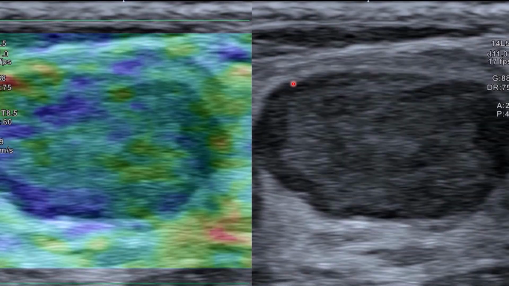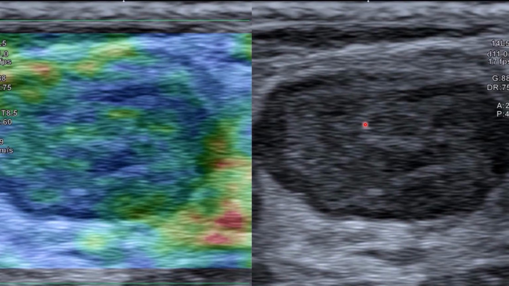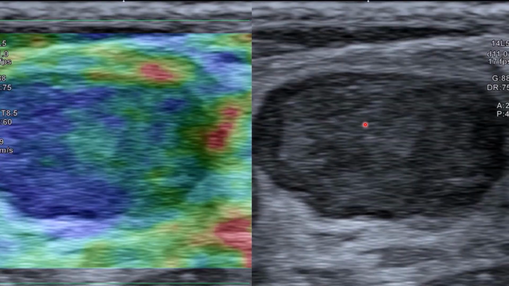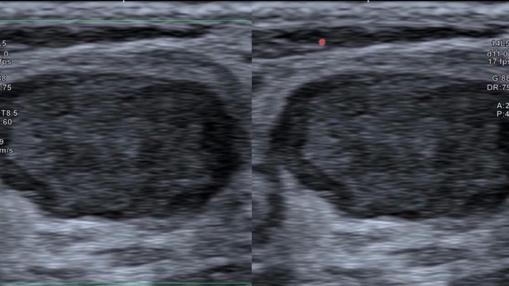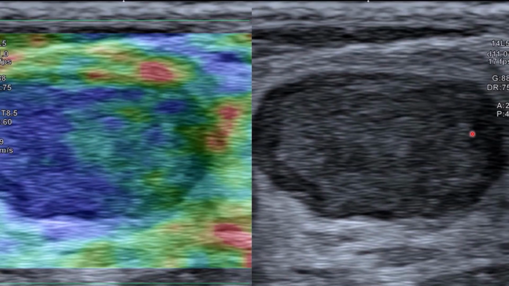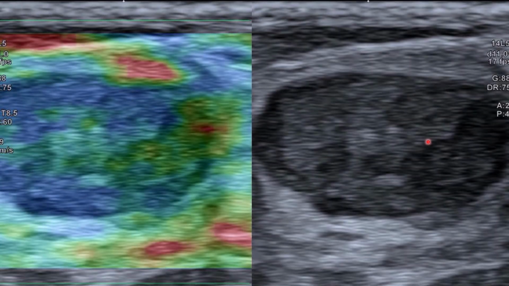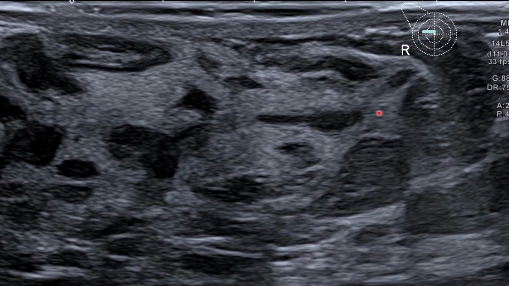The patient started to notice this one last year, and since then it has almost maintained its size. She didn't have another sonar. It's only palpation, she was just feeling the lump.